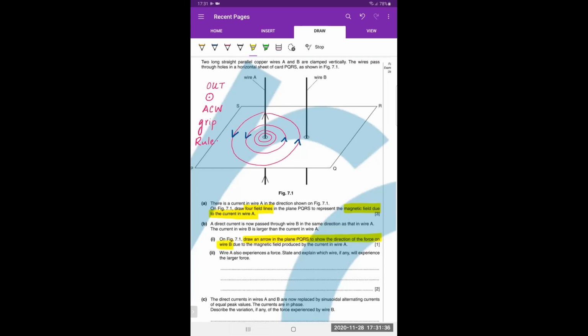So the question says a direct current is now passed through B in the same direction as that in wire A. So wire B is now supposed to be carrying current in the same direction. I'll mark that. So wire B is also carrying current in the same direction. And the question is asking us to mark the direction of the force.